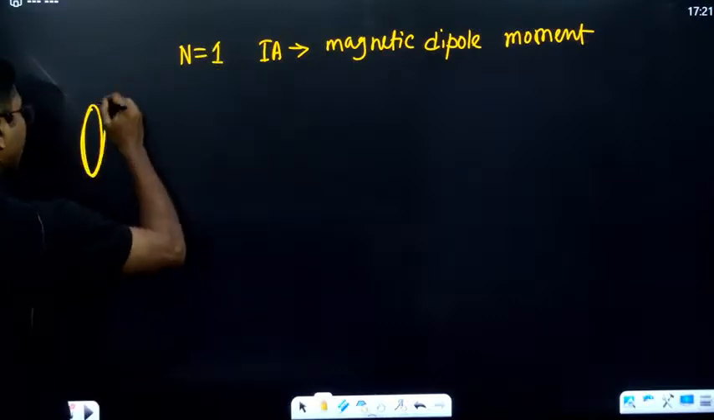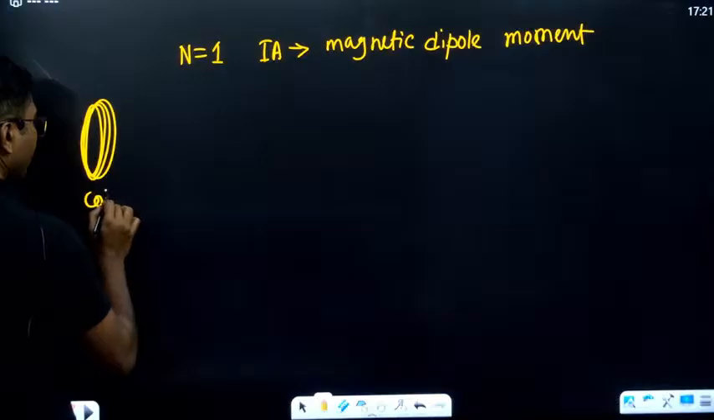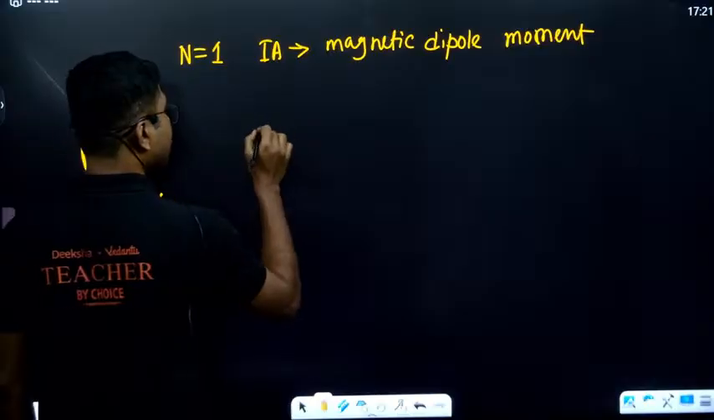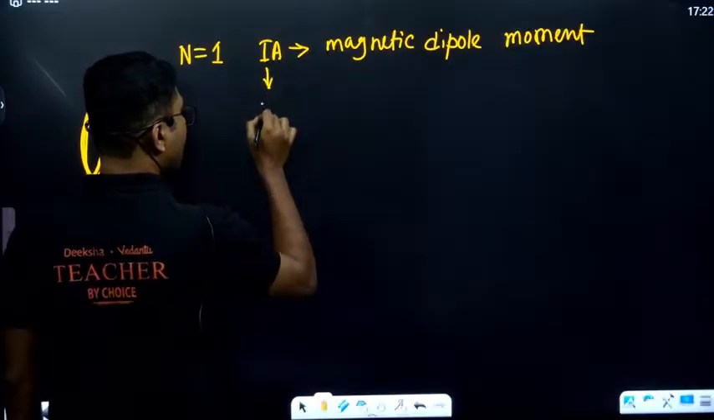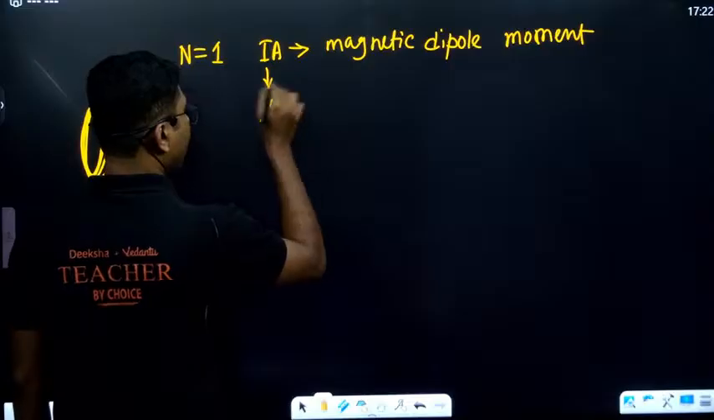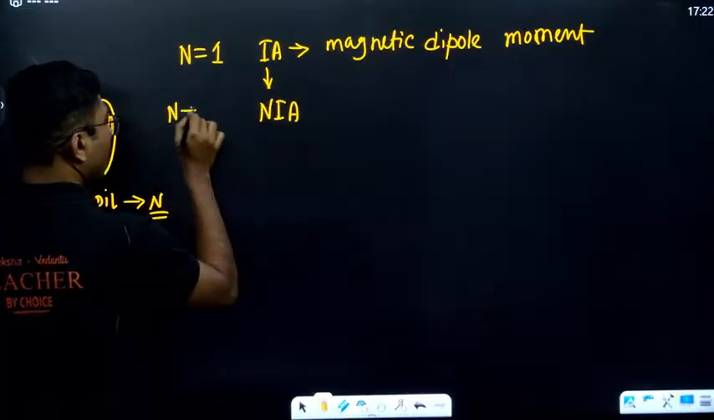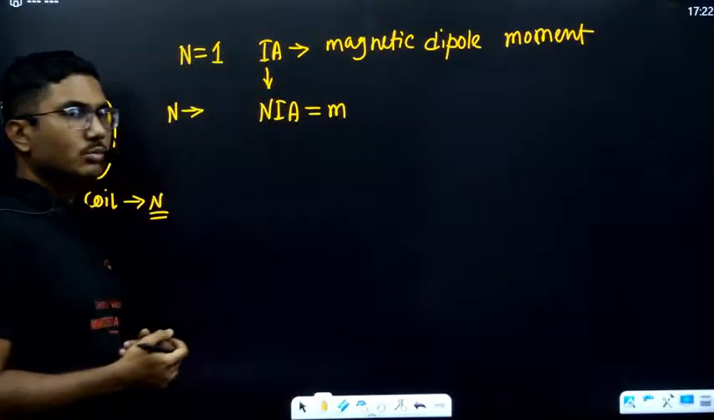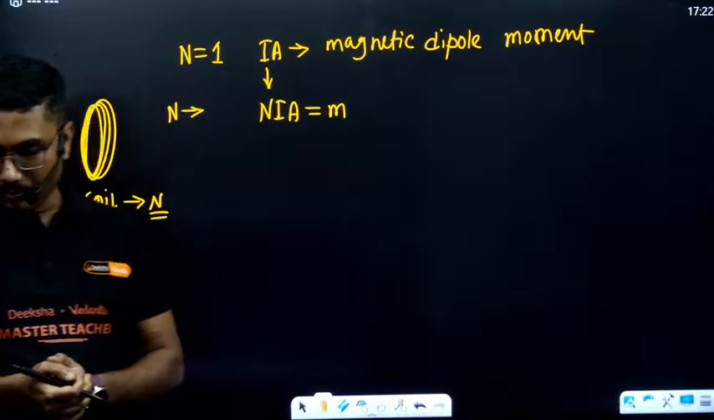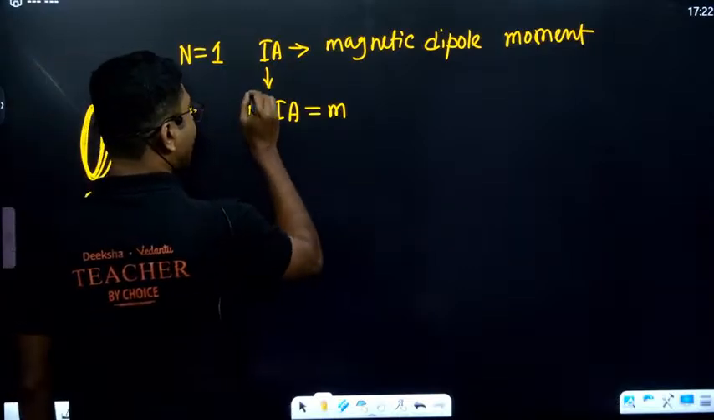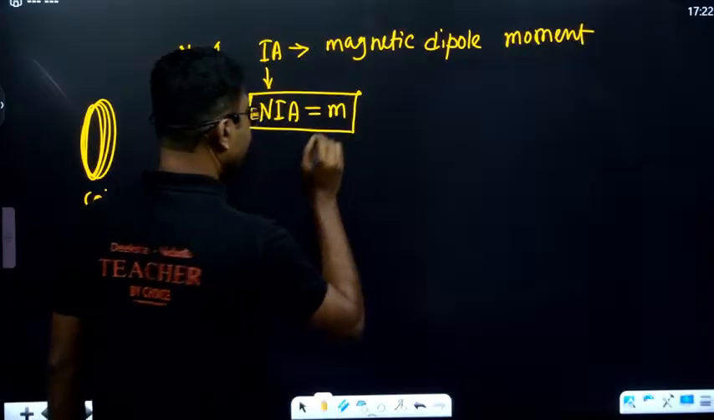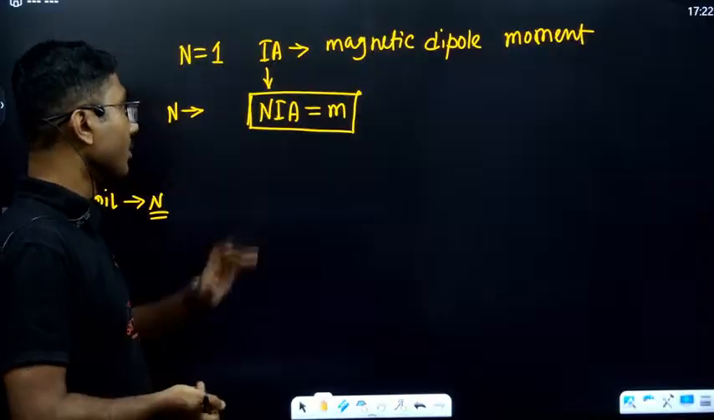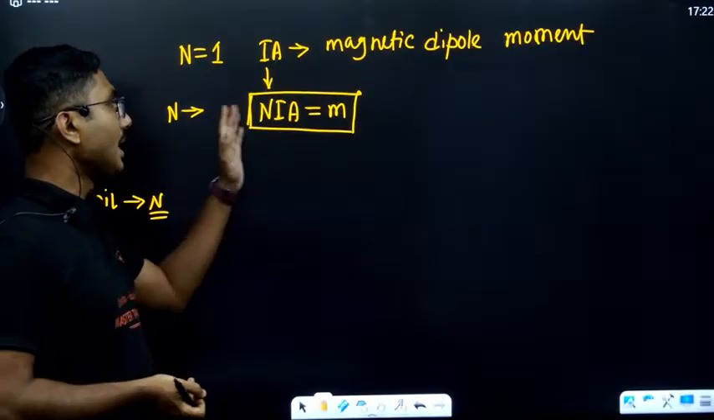But a coil generally has multiple turns. In that case, the same term becomes NIA, for n number of turns, and we denote it with the symbol small m. It is called magnetic dipole moment, right? So this is NIA, National Investigative Agency. Remember this. This is going to be super duper important in all the derivations and calculations that we are going to do today.